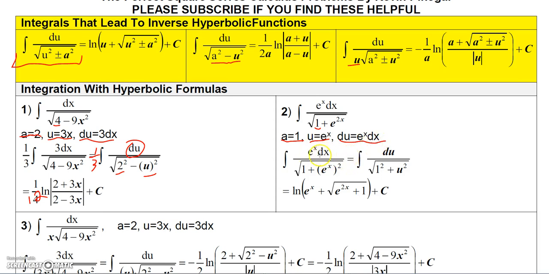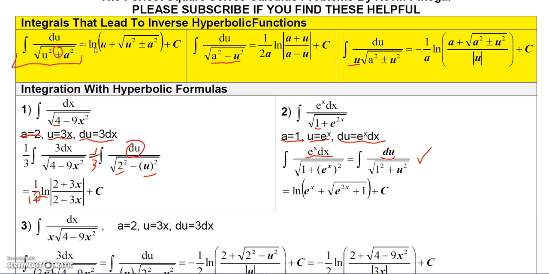I have e to the x dx over the square root of 1 squared plus e to the x quantity squared. If I do a little bit of substituting, this is du, so I have du over the square root of 1 squared plus u squared. Now that's this formula, because u squared plus a squared is the same as a squared plus u squared, so it's this formula with the plus case. That's what we've got.